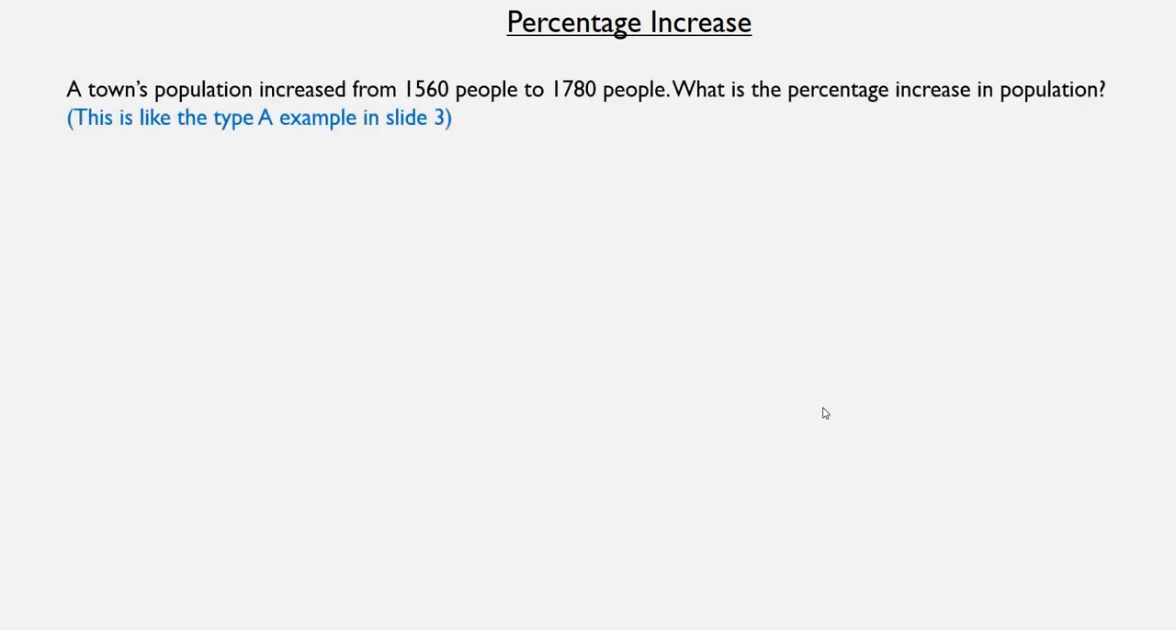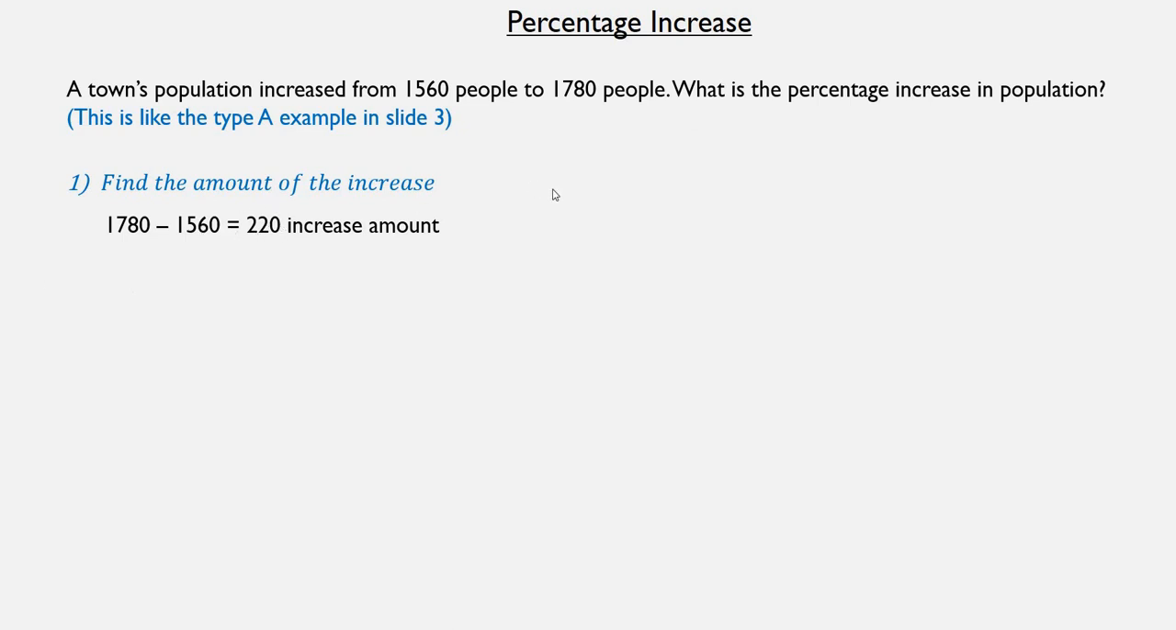Now, in the last examples, we were finding an amount, but this time, sometimes we want to know what proportion it's increased by. So what's the percentage increase? These are like our type A examples in slide 3, where our answer is a percentage. If I'm looking at this one here, a town's population increased from 1,560 people to 1,780 people. What is the percentage increase in population? First of all, I need to find how much it's increased by. So I'm going to find the difference between the two. And so there's an extra 220 people.